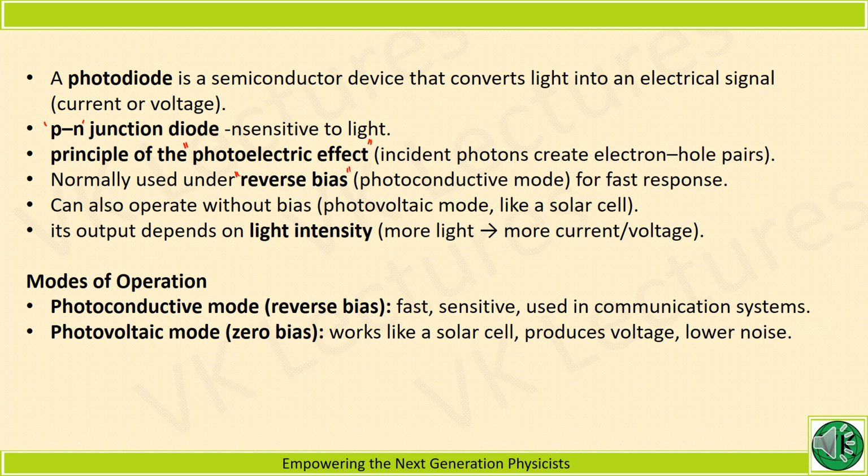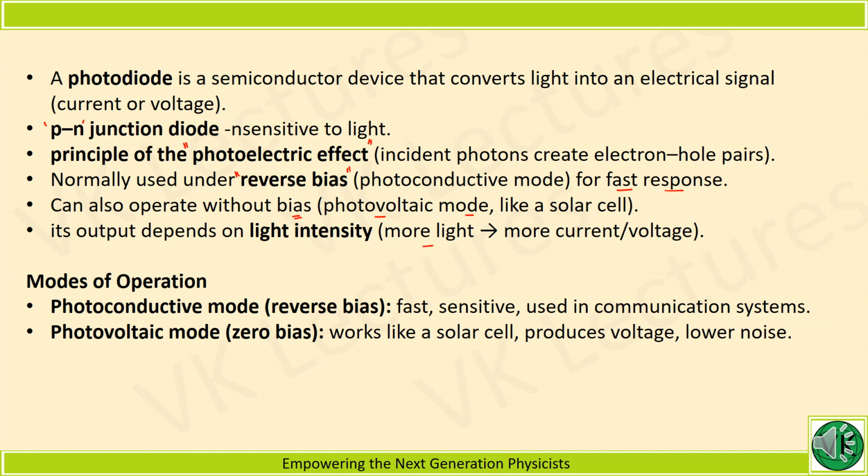called photoconductive mode. The mode is photoconductive mode. This is usually done for fast response. Now it can also operate without bias in the case of photovoltaic mode. Examples are solar cell. The output depends on the output of the photodiode. Either it can be current or voltage.